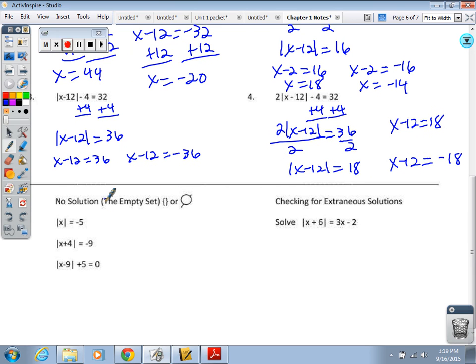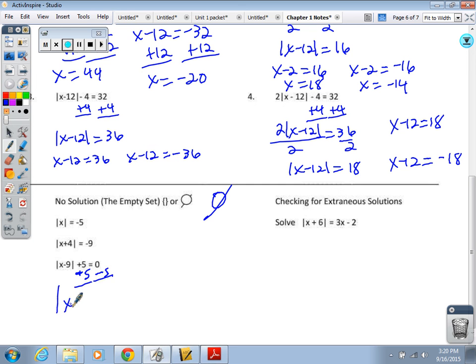So the next part here is let's talk about a no solution, empty set. You'll see this symbol. I always do it like that so you actually see it. So now here are the ones where you get no solution. Absolute value equal to a negative number? Never going to happen. Absolute value here equal to a negative number? Never going to happen. Let's subtract 5 here.